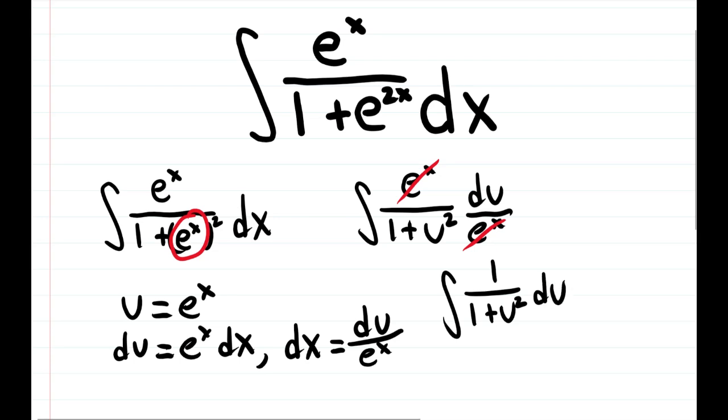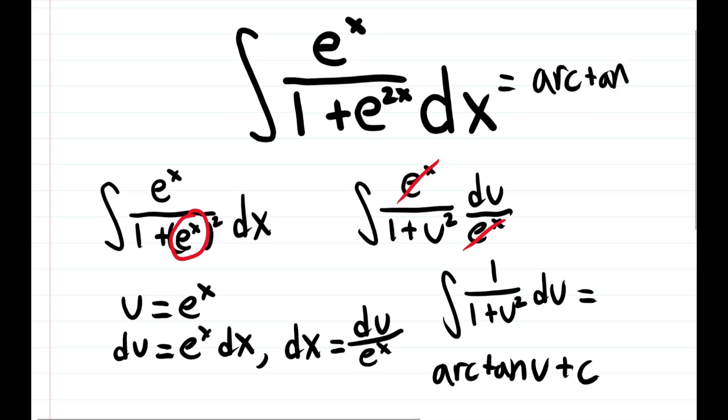And this is a bit harder to realize, but this is a very important trigonometric form. This is equal to the arctangent of u plus c. And once again, our final step is just plugging in u. So our final answer is the arctangent of e to the power of x plus c.